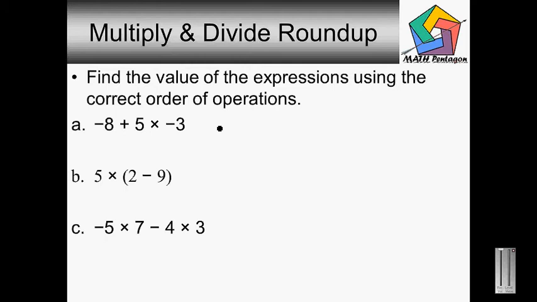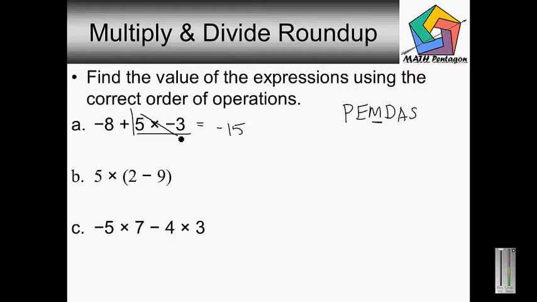Here we want to find the value of the expressions using the correct order of operations. So remember PEMDAS in order to do these equations. So we have -8 plus 5 times -3. What do we see here? Multiplication first. So we first focus on the multiplication. 5 times -3 is going to give us -15.